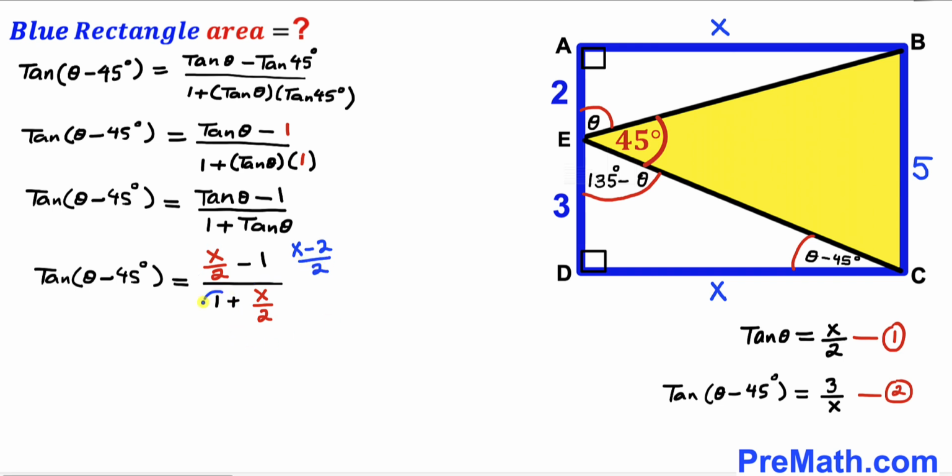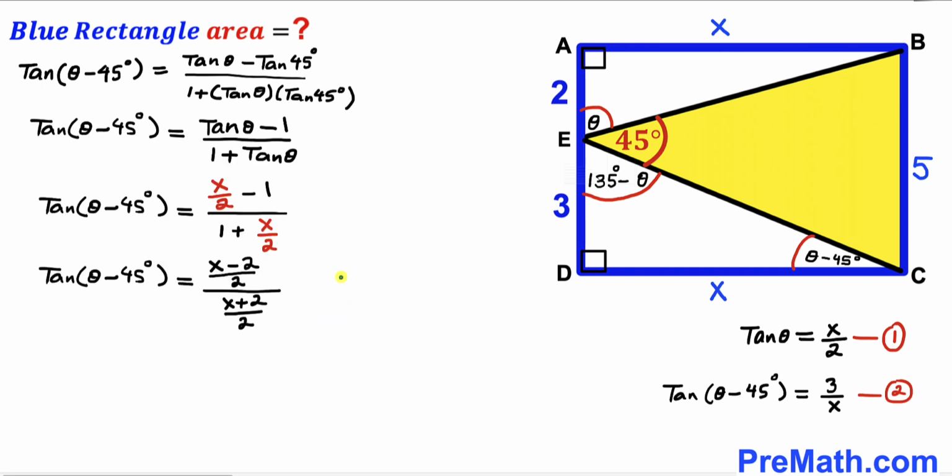And likewise, let's focus on this denominator, 1 plus x divided by 2. If we simplify the same way, we get x plus 2 divided by 2, as you can see in this next step. And here we can see this 2 and 2 cancel out. So therefore our tangent of theta minus 45 degrees simplifies to x minus 2 divided by x plus 2. I am going to label this as our equation number 3.